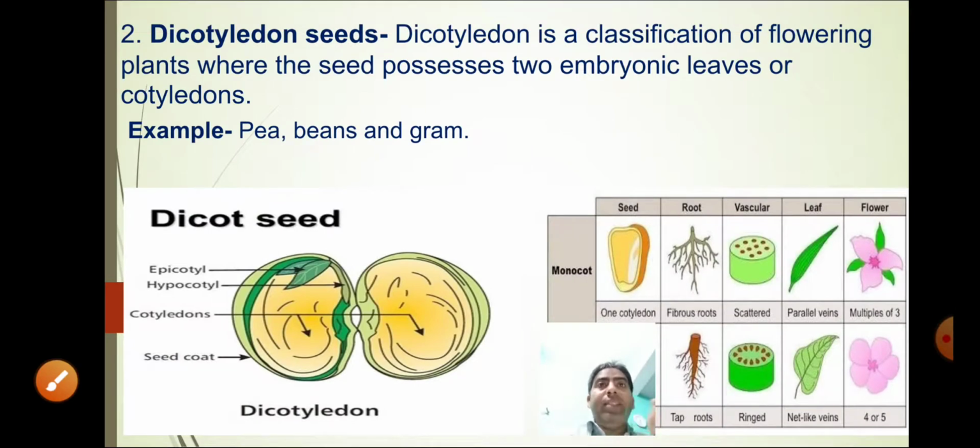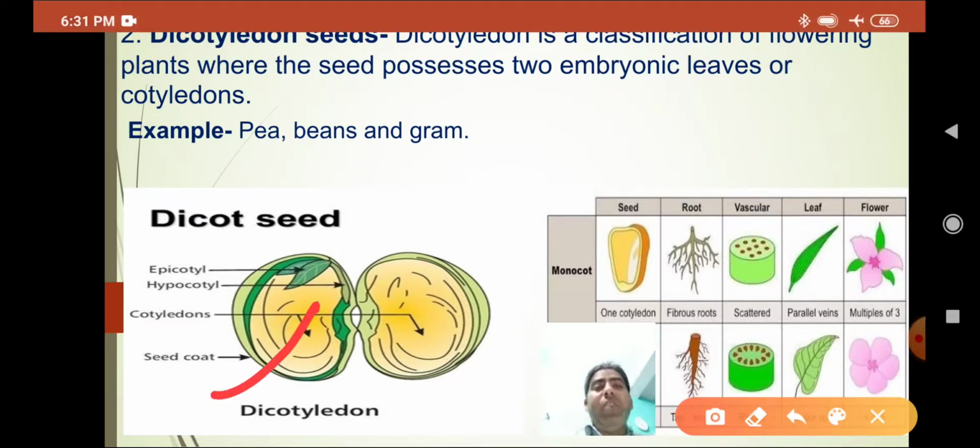Now the second one is the dicot. What is a dicot? Some seeds like pea, beans, and grams have two seed leaves. A dicotyledon seed is a classification of flowering plants whose seeds possess two embryonic leaves or cotyledons. Here you can see this is one cotyledon, this is the other cotyledon. It means dicotyledons, two cotyledons, and it is found in the pea seed, beans, and grams.